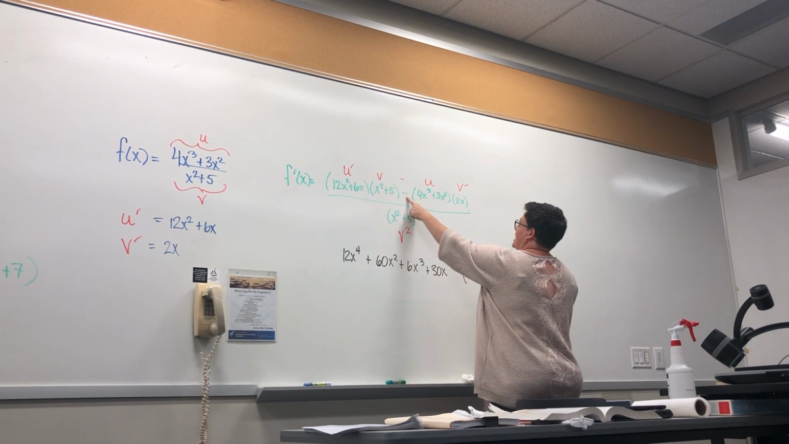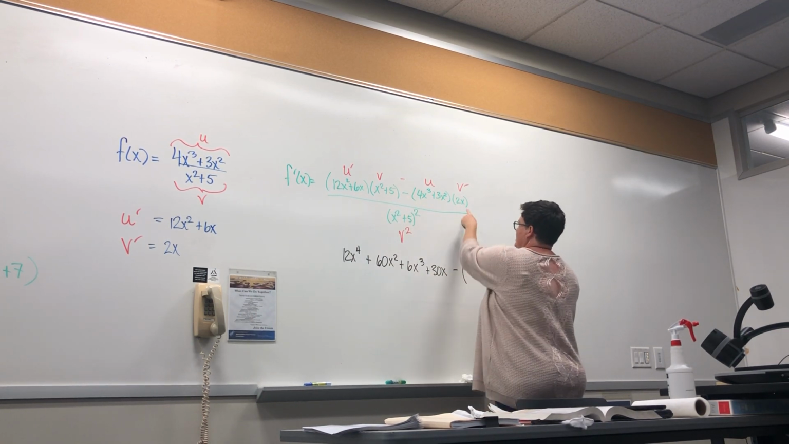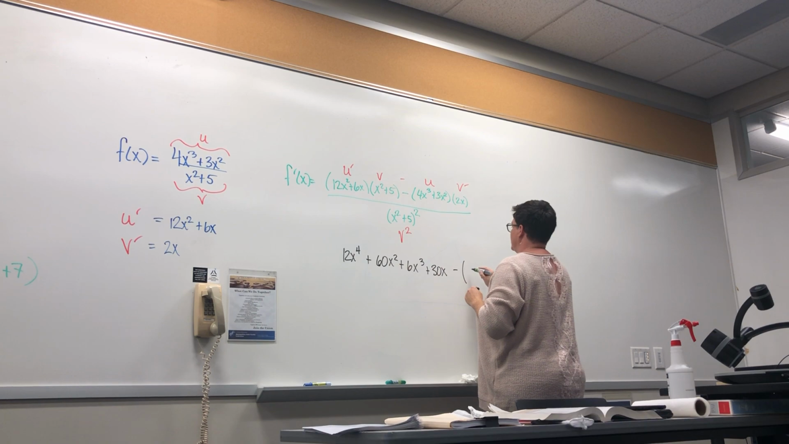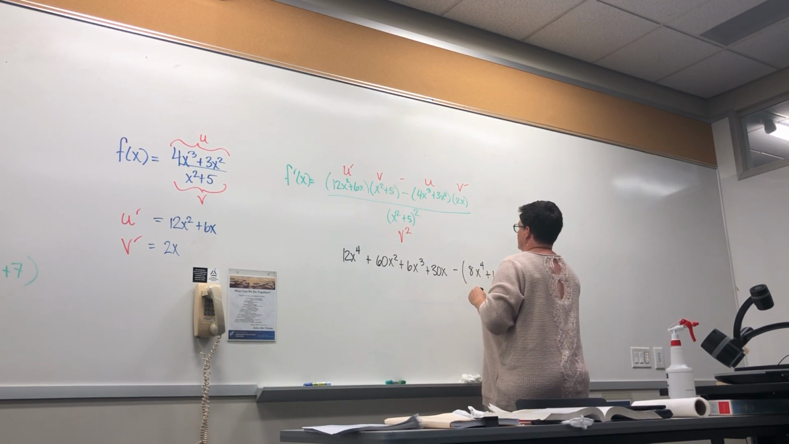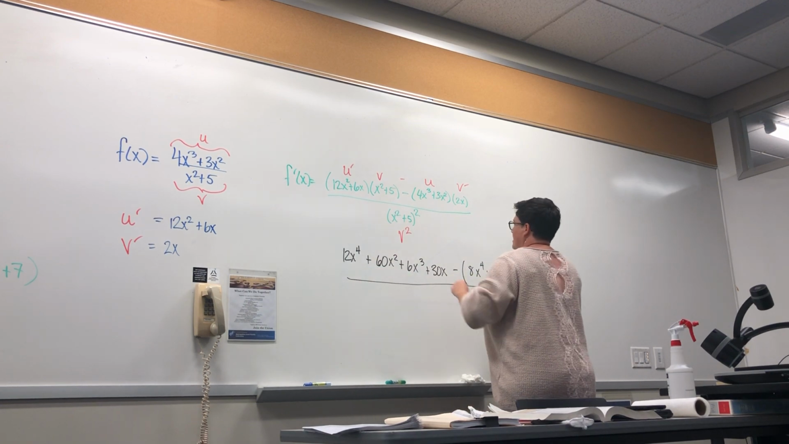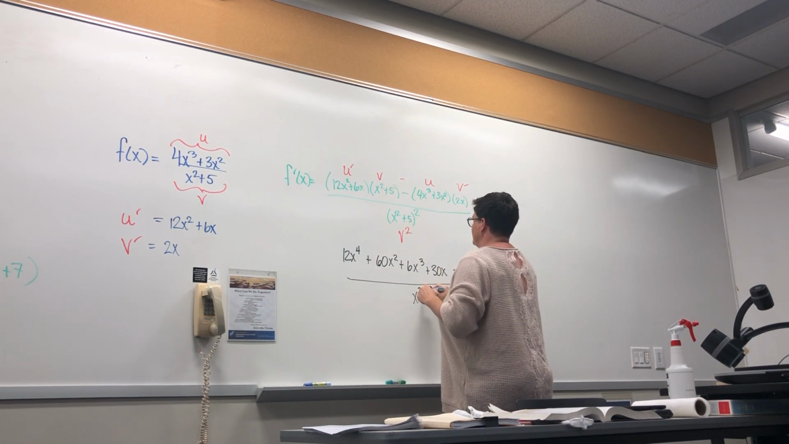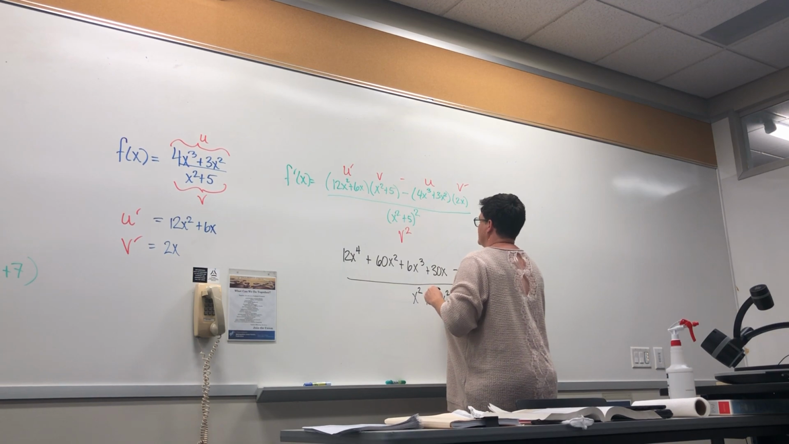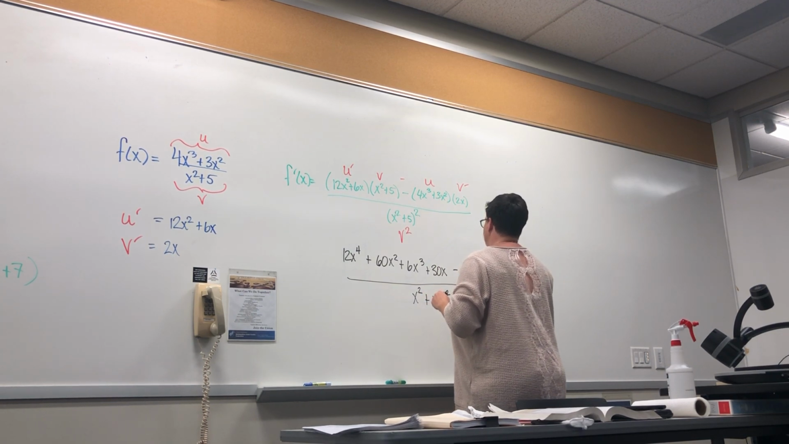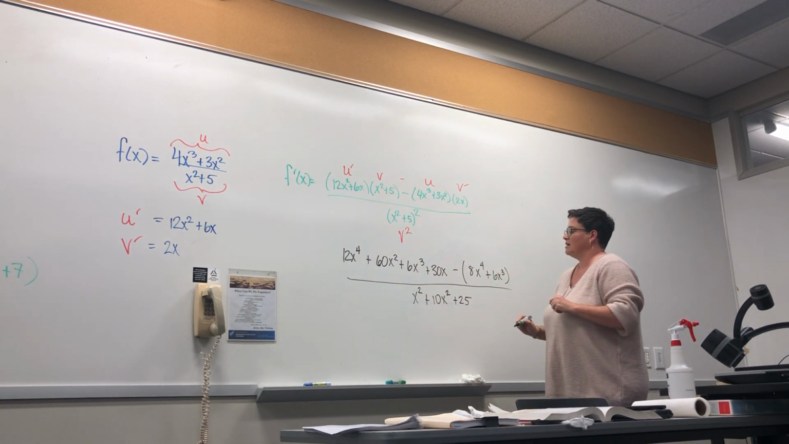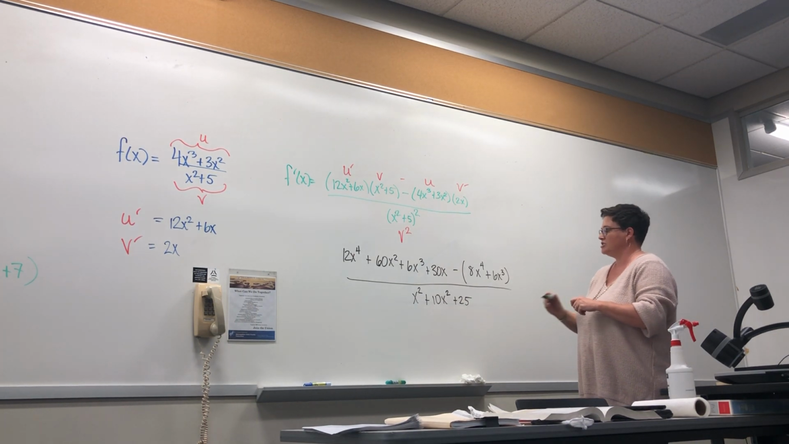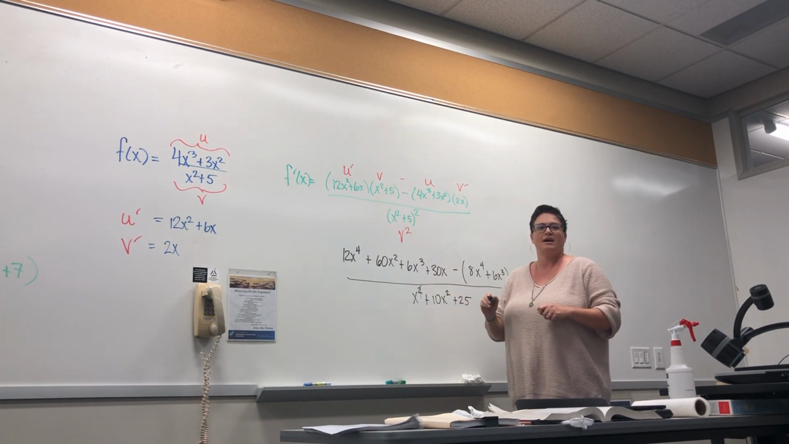Minus, and I have to hold on to the minus sign because I need to distribute. Before I distribute the minus sign, 8x to the 4th plus 6x cubed, all divided by, I'm going to FOIL that out. Let's see, x to the 4th plus 10x squared plus 25. X squared. The denominator should be x to the 4th. How many of you got that?